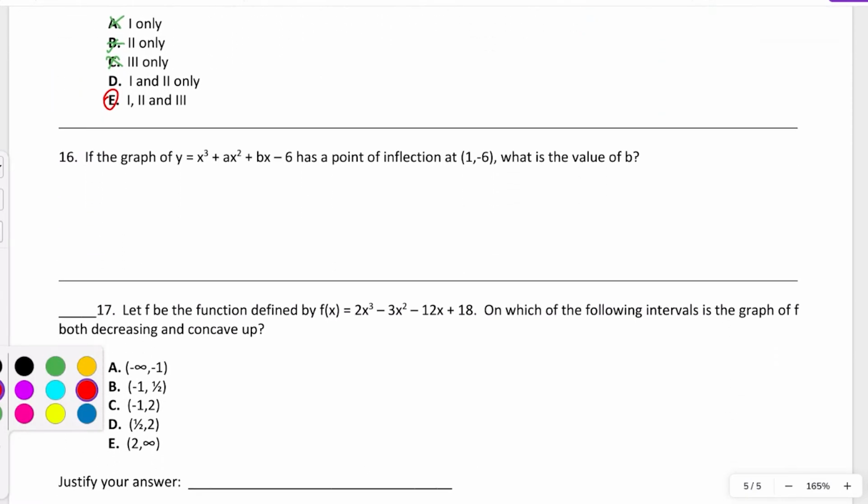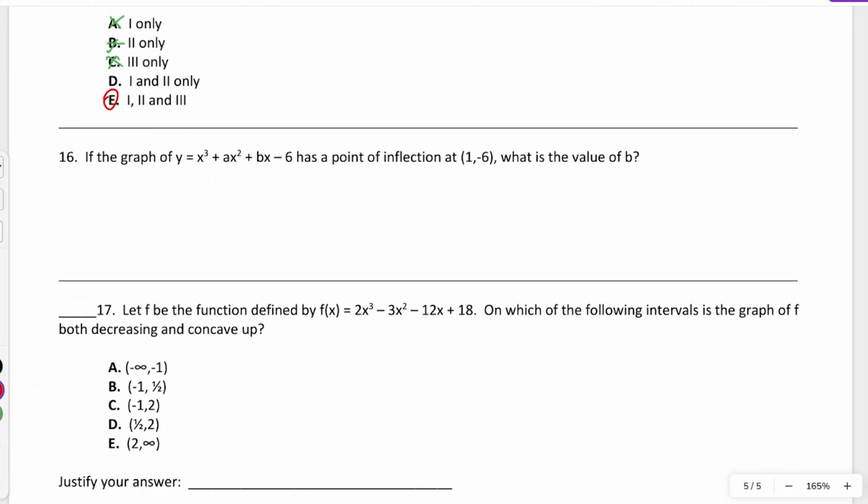Number 16 says the graph has a point of inflection at (1, -6). What is the value of b? Ooh, this is a tough one. I like this one. So we know it's got a point of inflection at (1, -6). That means at x = 1, we have a sign change on the second derivative. So let's figure out what b and a are here.